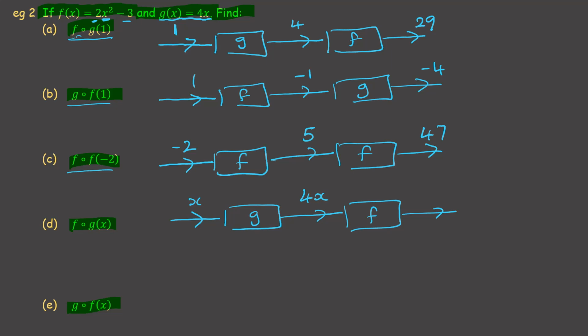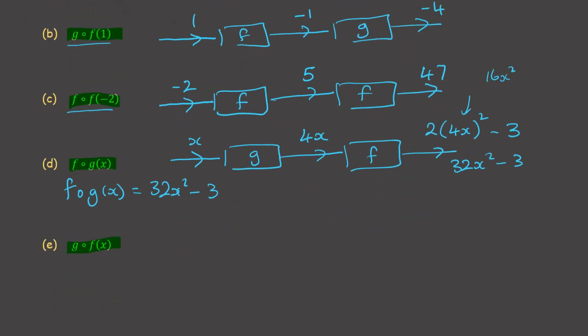What does f do? Well, it squares the input. So that's what it means by having x squared just there. Then multiplies it by 2, and then subtracts 3. Now, in the bracket there, that's going to end up being 16x squared. So we're going to have 32x squared take away 3. So we can say f of g of x is 32x squared take away 3.